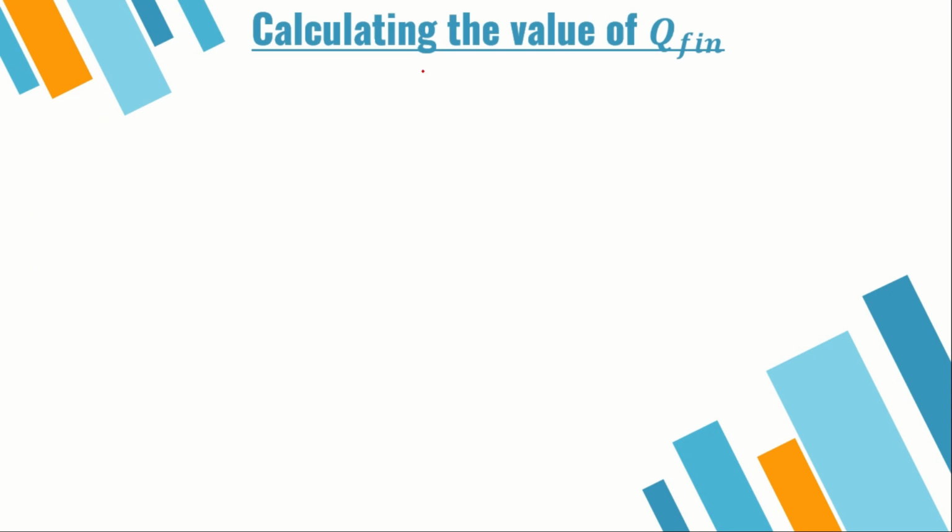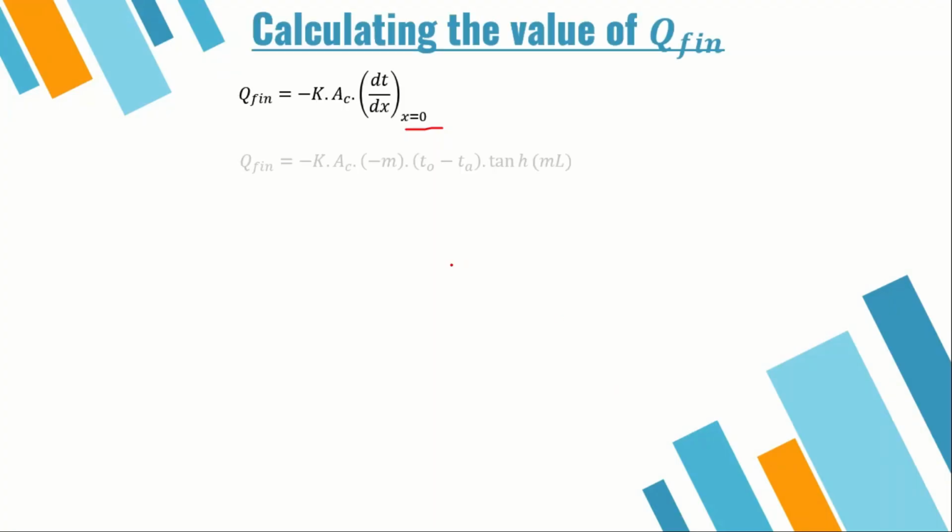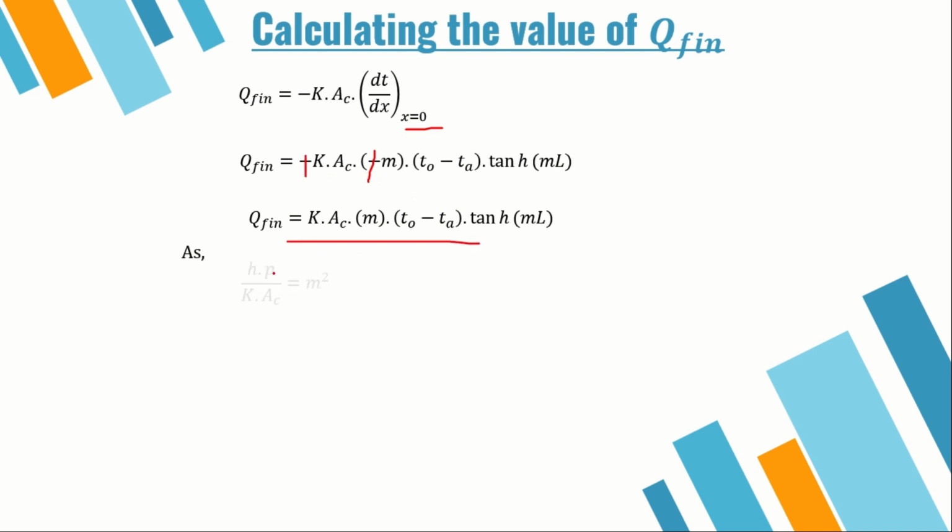So now we will be calculating the value of Q fin. Q fin would be equal to minus kAc dT by dx at x equal to 0. As we have calculated the value of dT by dx at x equal to 0, we will put this term into our formula, that is minus kAc into minus m into (T naught minus Ta) into tan hyperbolic ml. Minus minus cancel out, so we are left with this equation.